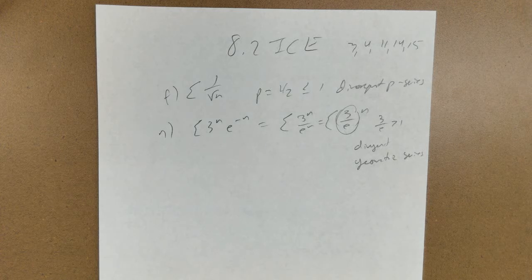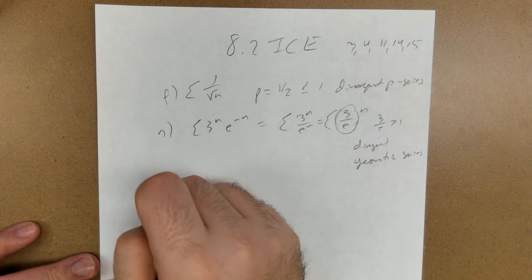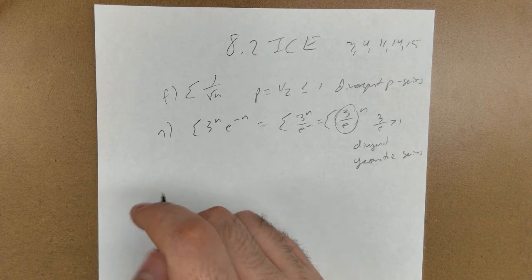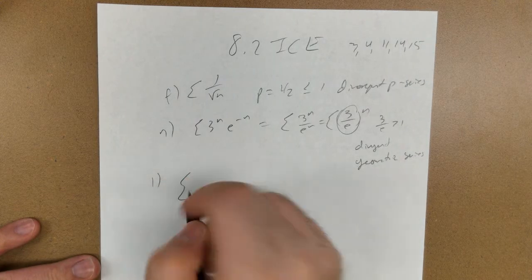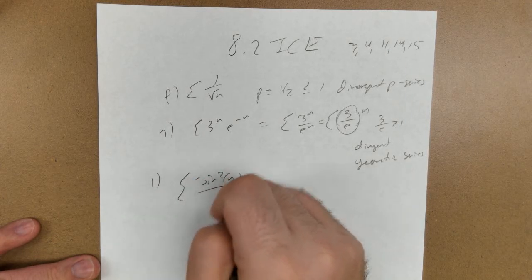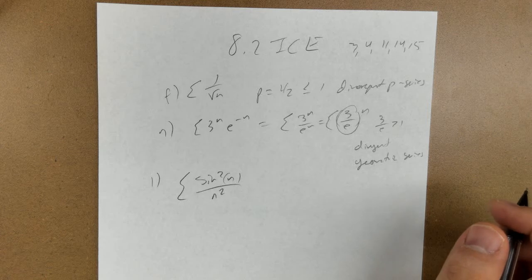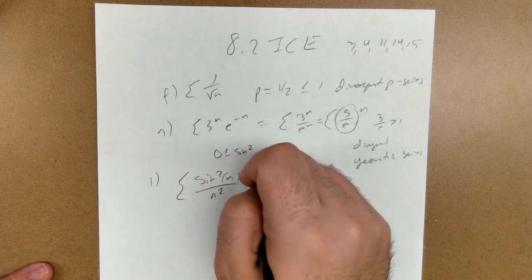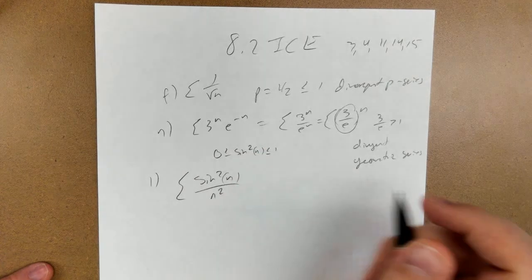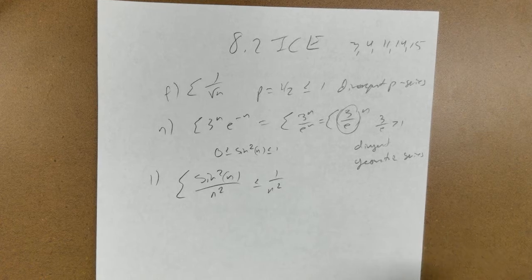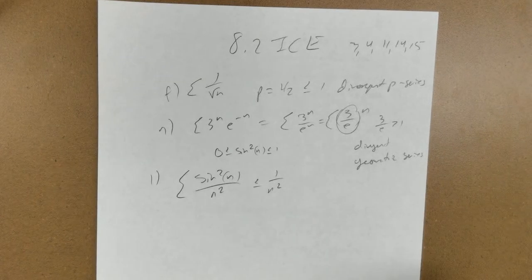Well, you might use the comparison test. Actually, if you go to L here, there's a couple ways to do this one. This is sine squared of n over n squared. So sine is always between -1 and 1. Sine squared is always non-negative. It's between 0 and 1. So you could just say this is less than 1 over n squared by the comparison test. That's probably the easiest way to do it.